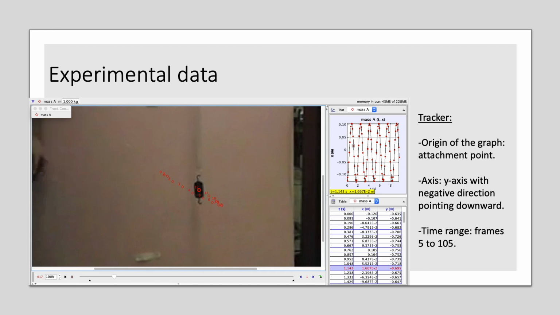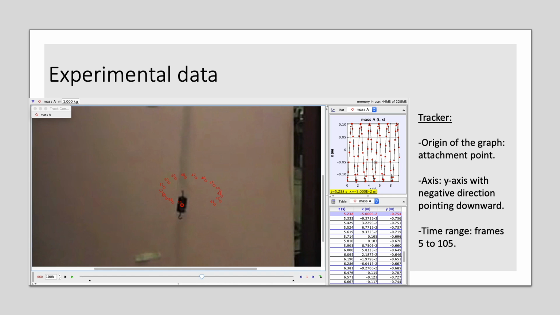I began by analyzing the motion of the mass using Tracker. To set the length scale, I used the distance from the attachment point to the center of mass when it is motionless in static equilibrium and set it to 0.7 meters. I chose the coordinate system such that the origin is at the attachment point, and I chose the y-axis to be aligned with the spring, with the negative direction of the y-axis pointed downward.